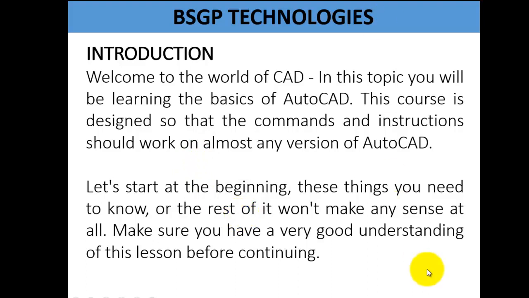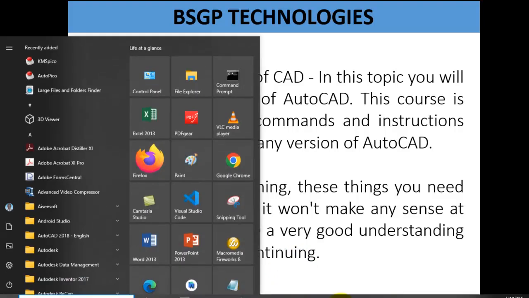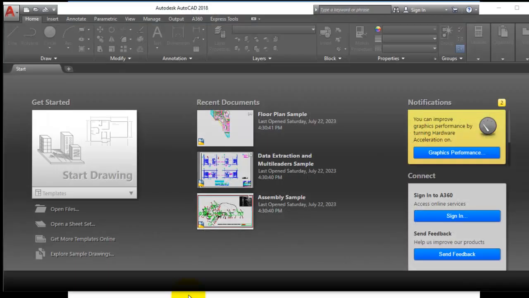There are some things you need to know, or else the rest of the training will not make sense. Before we go into the fundamentals of AutoCAD, let's first of all look at the installation. Now I'm going to launch the AutoCAD that I have here. I have version 2018, so I'm going to explain this interface. In your own case, you may come across the start page like this. We call this page the start page.